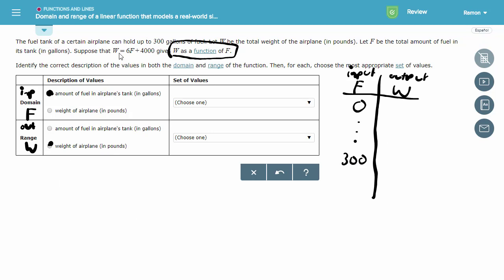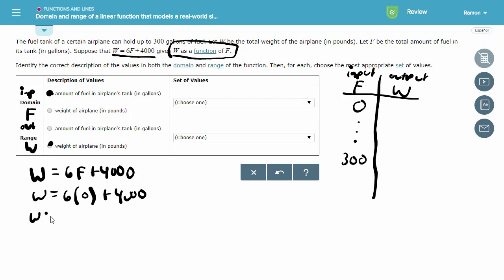Now that we have those two values, we're going to figure out the outputs. To figure out the outputs, we are going to take our function that was given, W equals 6F plus 4,000. And what we're going to do is take the first input, the lowest value, and substitute it in place of F in my function. So I get W equals 6 times 0 plus 4,000. Follow the order of operations. I would get 0 plus 4,000, and the final result would be 4,000. So when the airplane's fuel tank has 0 gallons, the weight of the plane will be 4,000 pounds.